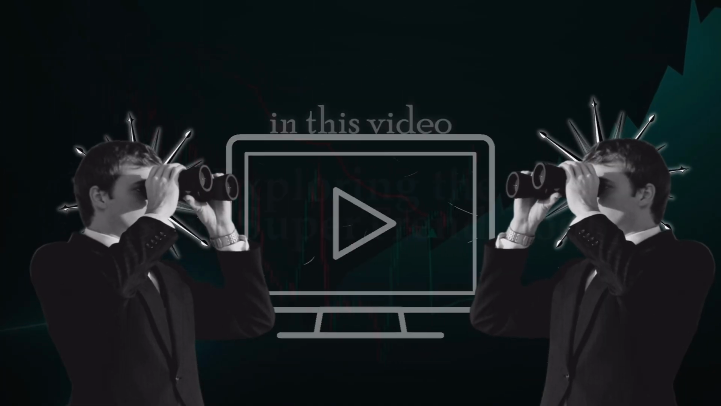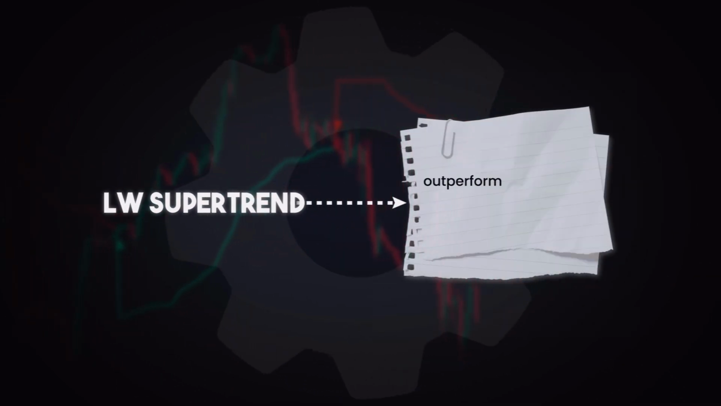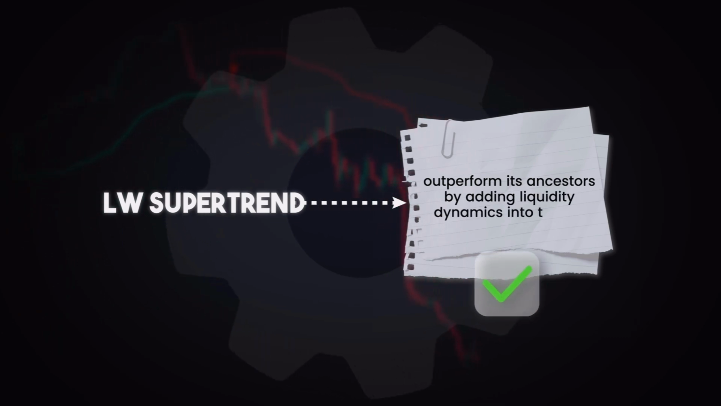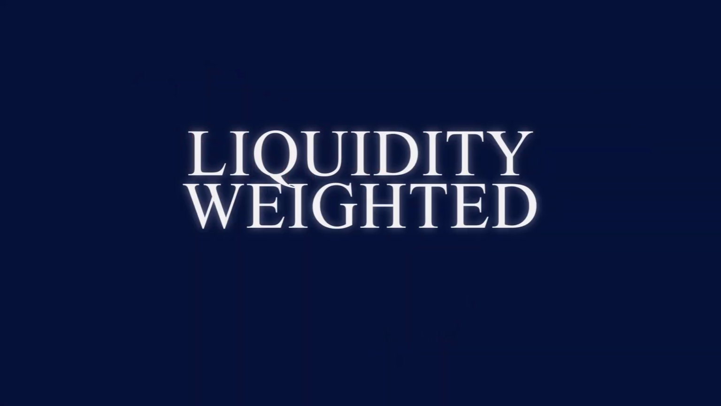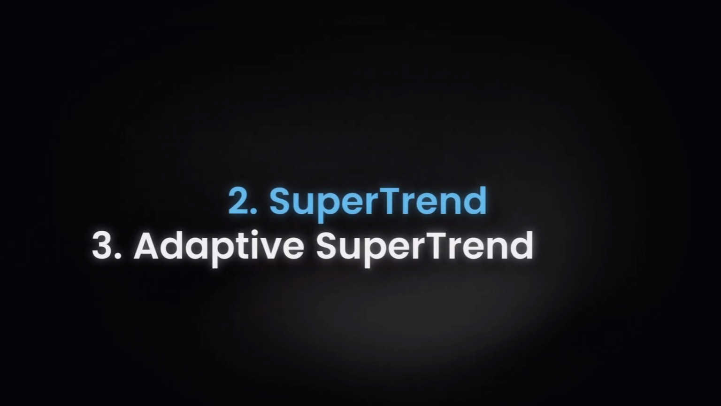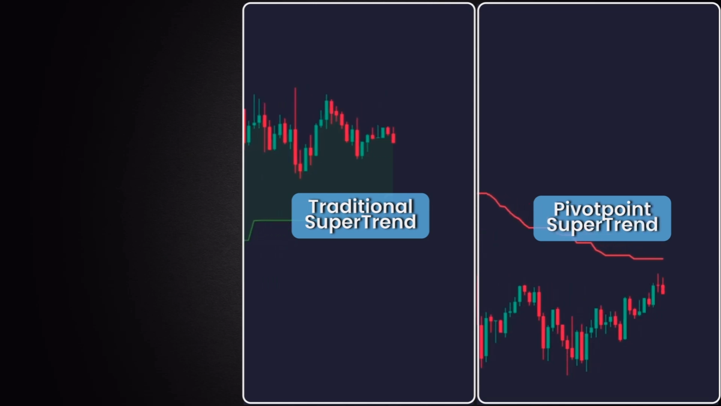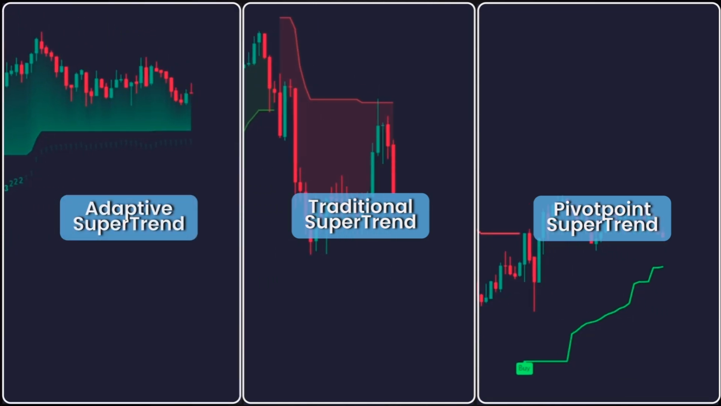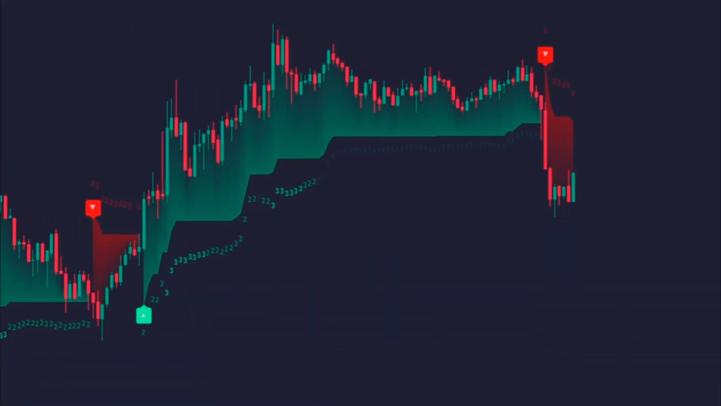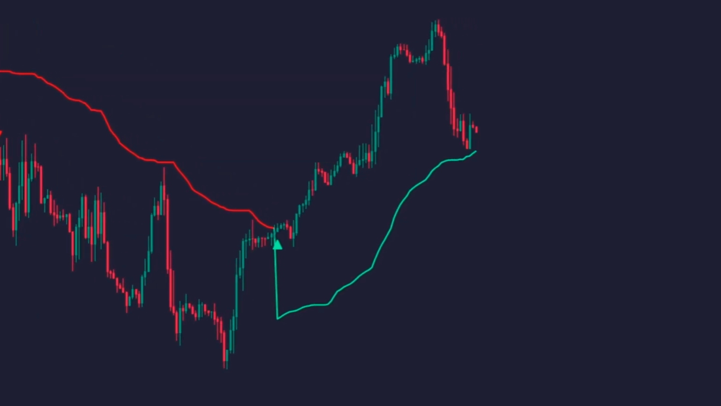In this video, we are taking a closer look at a brand new addition to the SuperTrend family, a tool that claims to outperform its ancestors by adding liquidity dynamics into the mix, the liquidity-weighted SuperTrend. In recent episodes, we have analyzed other SuperTrend variations, like the traditional one, the pivot point SuperTrend, and the machine learning adaptive SuperTrend. So far, the machine learning has proven to be the most effective. But will this new liquidity SuperTrend outperform it? That's exactly what we are here to find out.